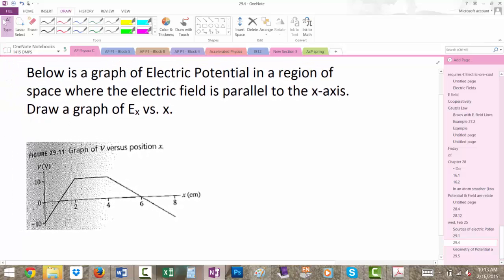Try this one. This is example 29.4 in your book. Below is a graph of electric potential in a region of space where the electric field is parallel to the x-axis. That matters. We'll talk about that in just a second. But for right now, go ahead and draw a graph of the electric field versus x. Can you do this? Yeah. Great.